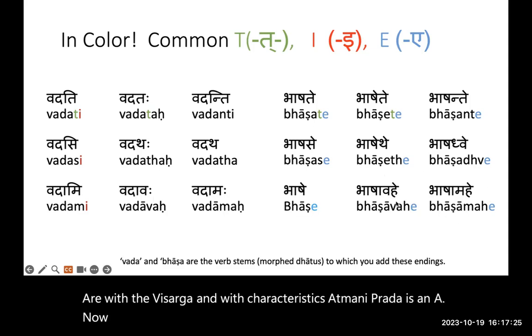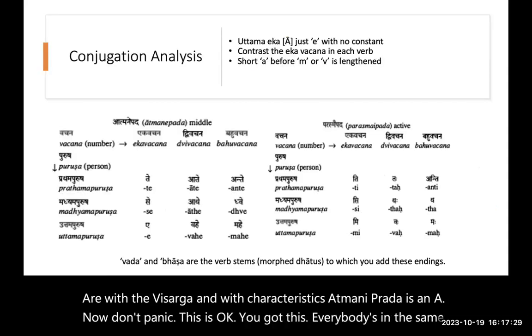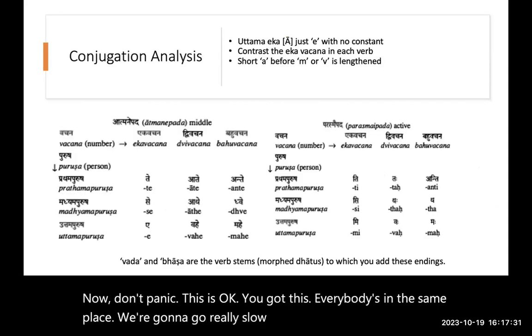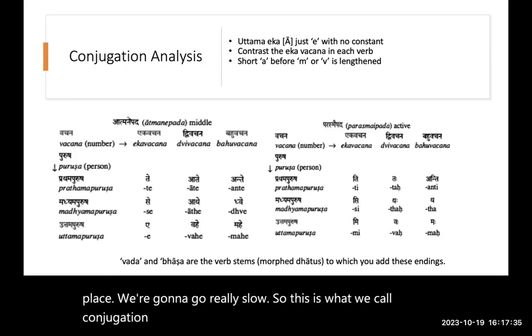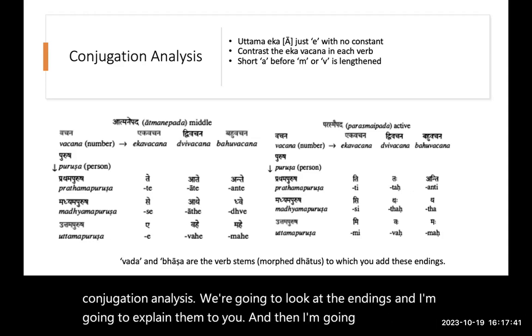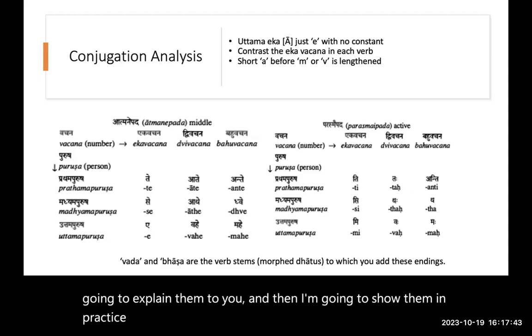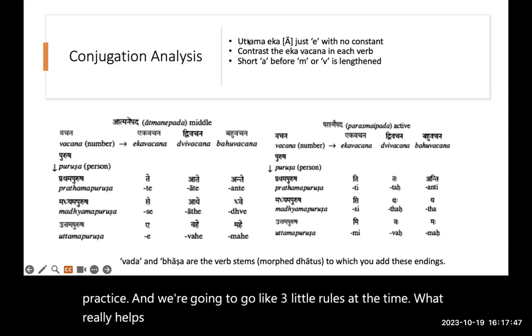Now, don't panic. This is okay. You got this. Everybody's in the same place. We're going to go really slow. So this is what we call conjugation analysis. We're going to look at the endings, and I'm going to explain them to you, and then I'm going to show them in practice. And we're going to go like three little rules at a time. What really helps is to think in the Sanskrit vocabulary of grammar.